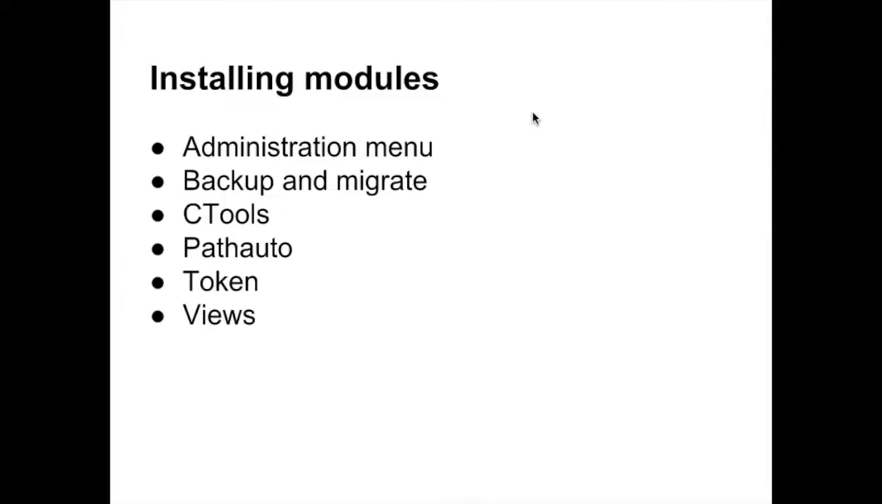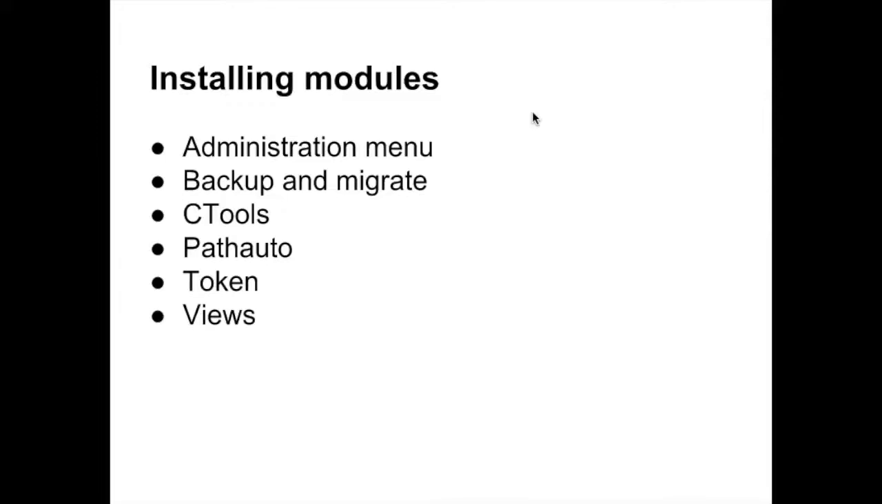CTools or Chaos Tool Suite is a requirement for the Views module, so you don't really have to worry about it except in that context. Path Auto is a module that allows you to have nicer looking URLs than you would otherwise. So with URLs in Drupal, by default, every node has a kind of internal system path. It's node/whatever the node's number is, and the number is basically how many nodes have been created before it. Kind of by default on top of that, every node you create will have the URL content/title as the path, unless you configure Path Auto rules.